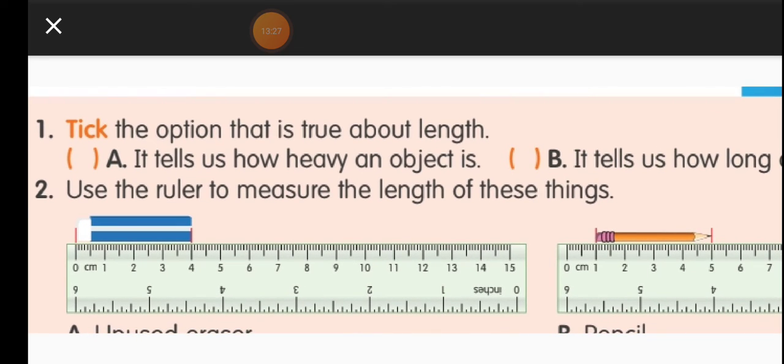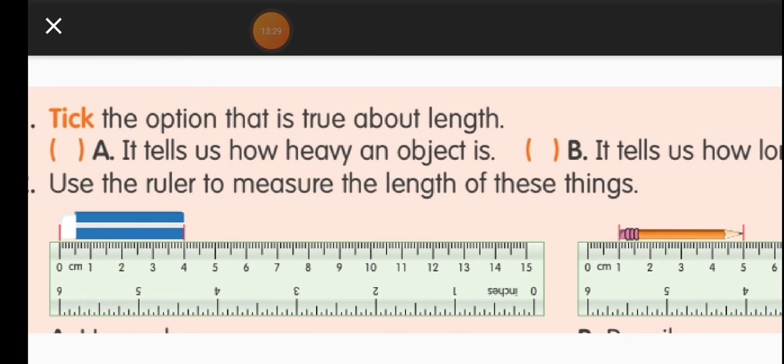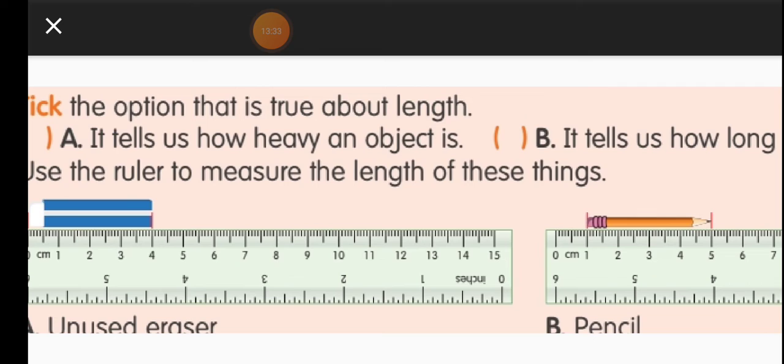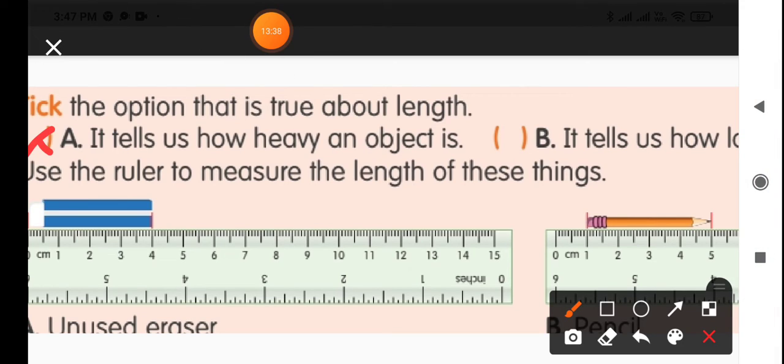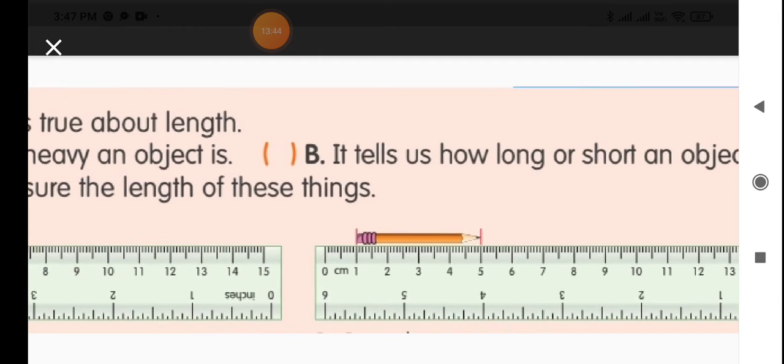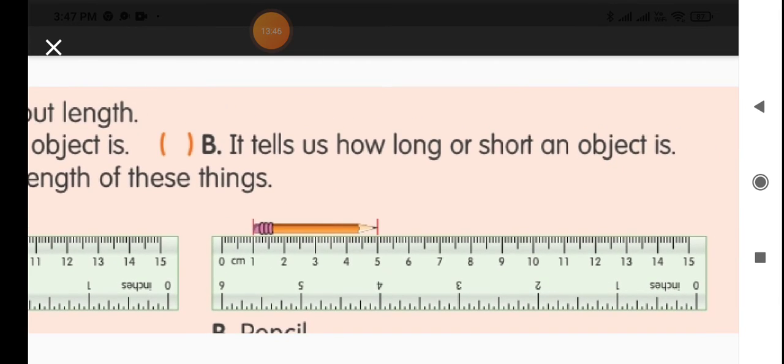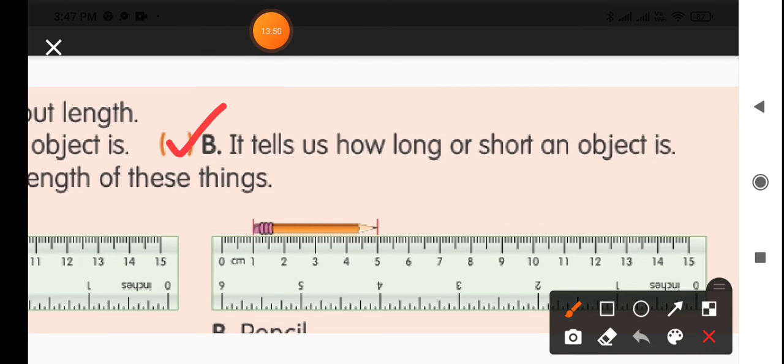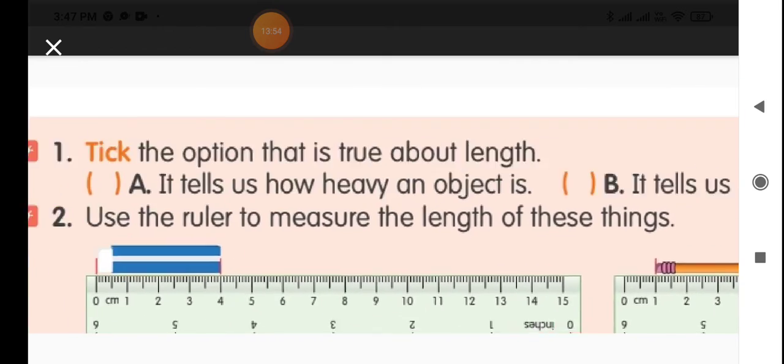Now tick the option that is true about the length. It tells us how heavy an object is. No, it won't tell us the weight of the object. It only says the height of the object. Now, it tells us how long or short an object is. Definitely. It gives us an idea of how long or how short the object is.